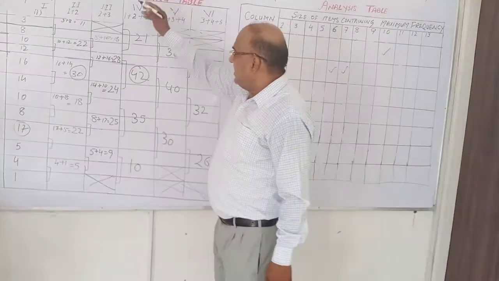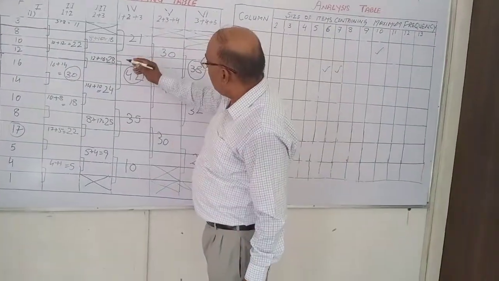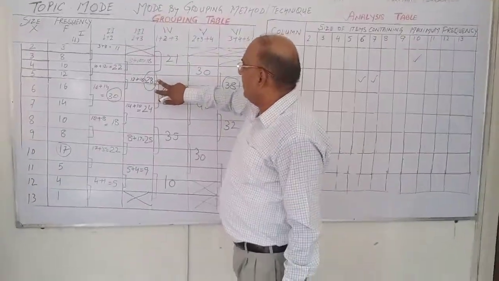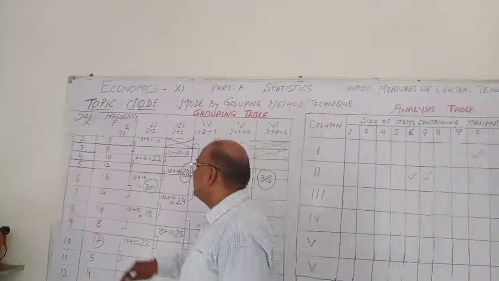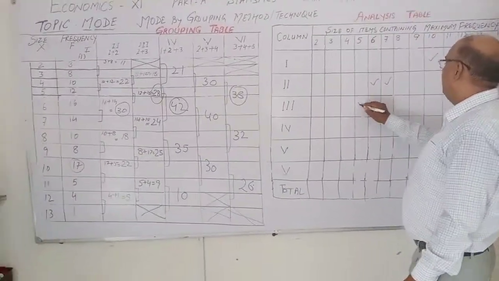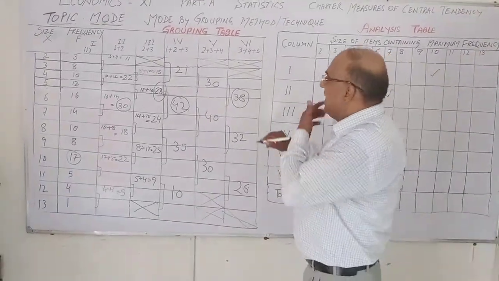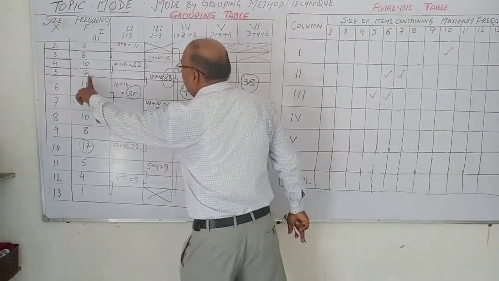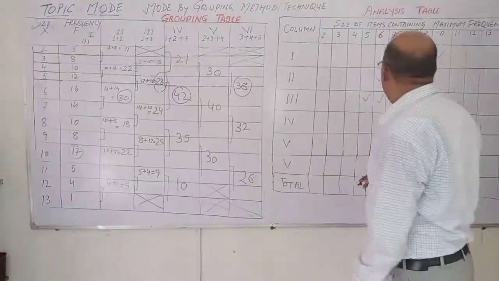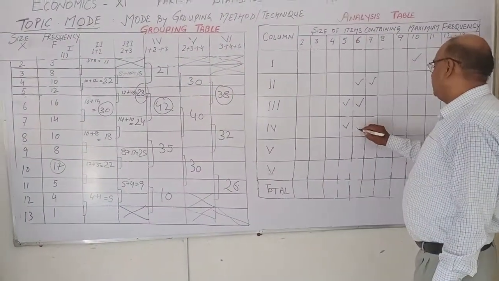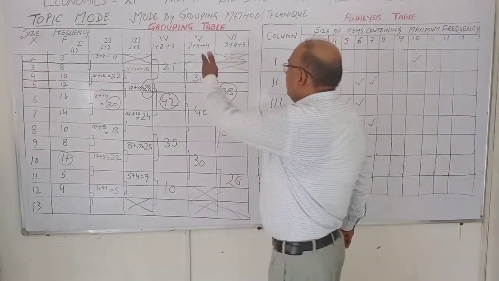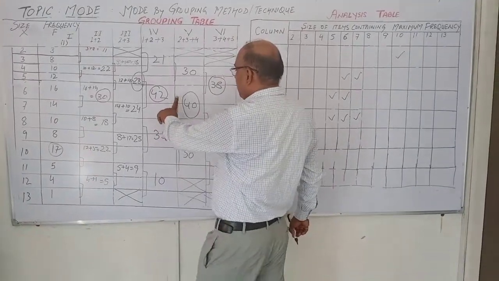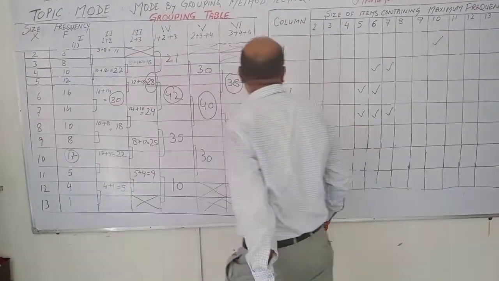Third column, highest frequency. Here we did not mark it, and this is the highest frequency, 28. So 28 came from sizes 5 and 6. And in this, 42 is the highest. It comprises three sizes 5, 6, 7. And under this column, 40 is the highest. So 40 comprises sizes 6, 7, 8.